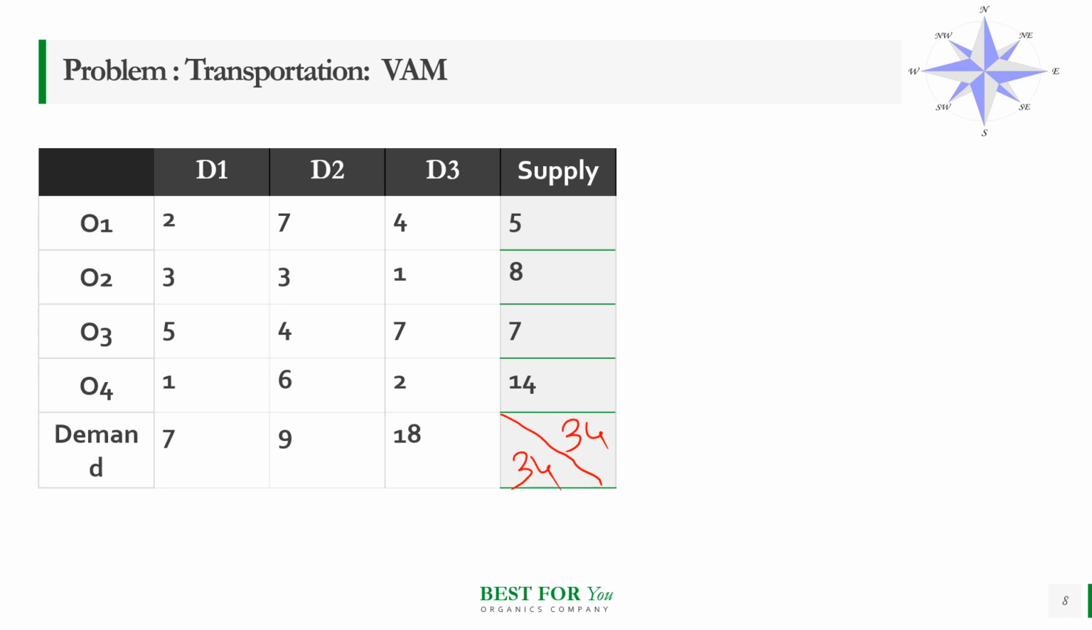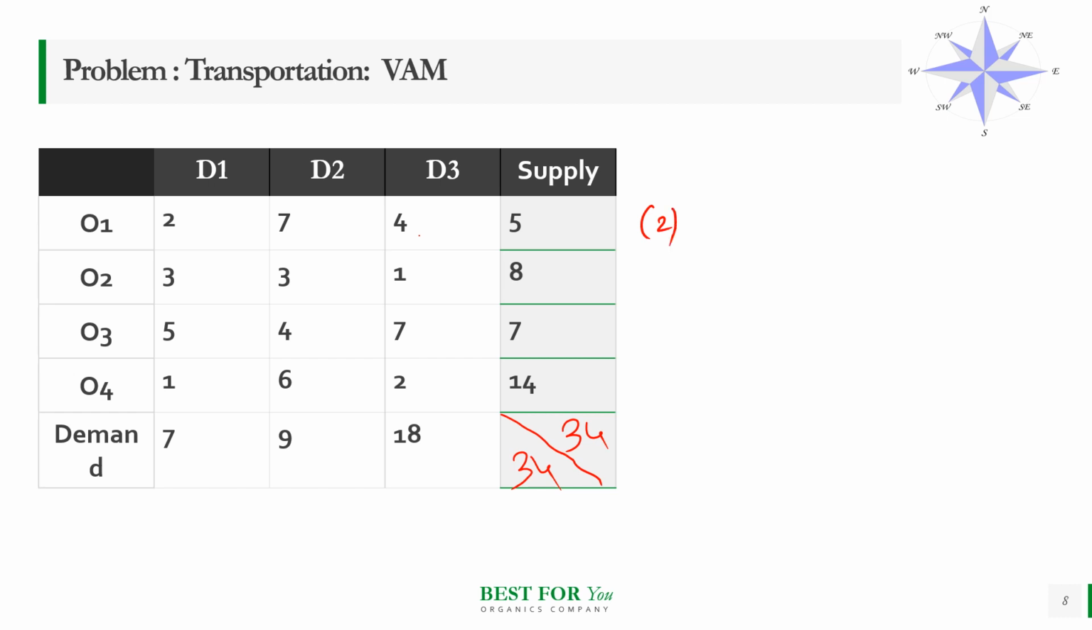VAM method is quite different from the other two methods. First, in the first row, that is origin 1, we have to choose the least value. The least value that we select first is 2, and we have to subtract it from the next least value, which is 4. So first we select the least and then subtract it from the next least value. Here 2 is the least and 4 is the next least, so the difference is 2.